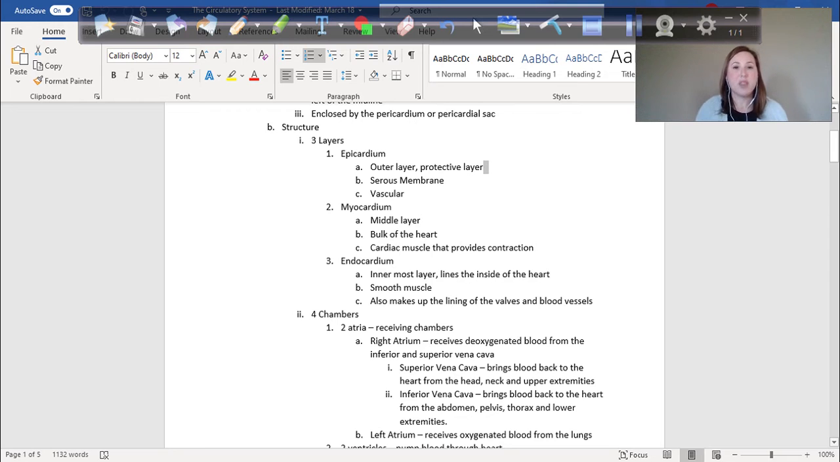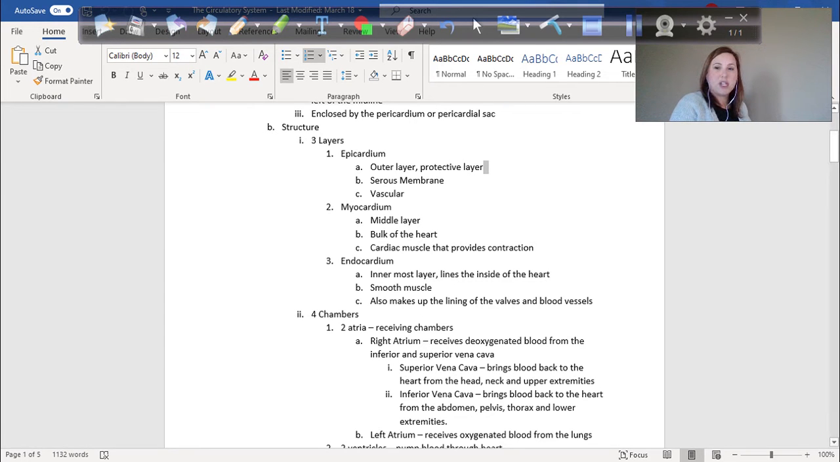The myocardium is the middle layer of the heart. It's the bulk, because that's the muscle of the heart. It's the muscle that provides all the contraction and performs the whole job of the heart. The endocardium is the inner layer. It's a very smooth layer that lines the inside of the heart, and it also makes up the lining in the valves of the heart, as well as being a continuation of the type of tissue that's in the vessels of the heart.